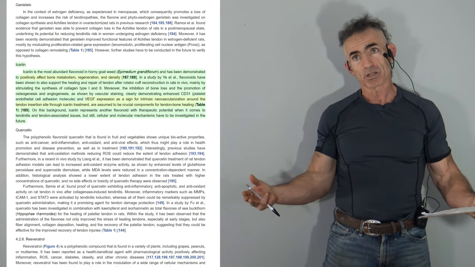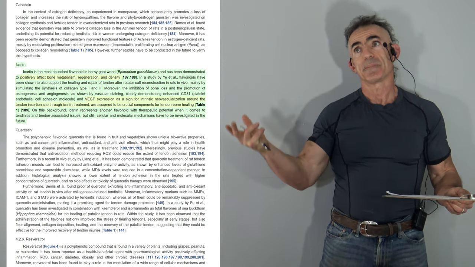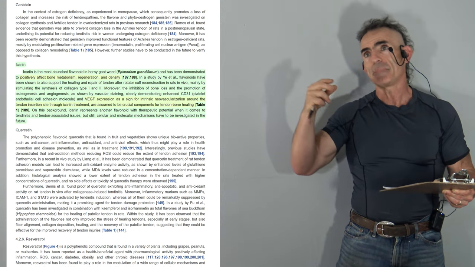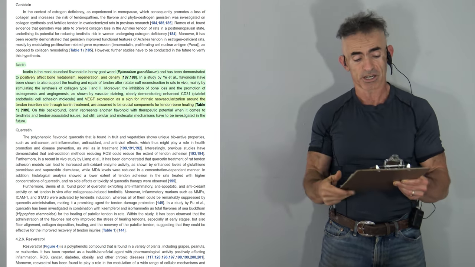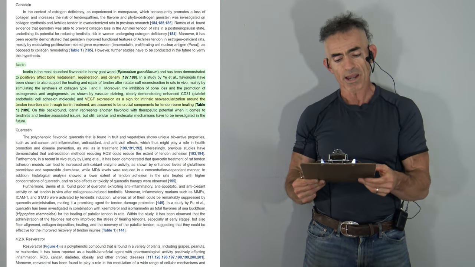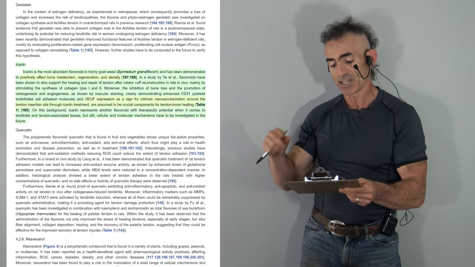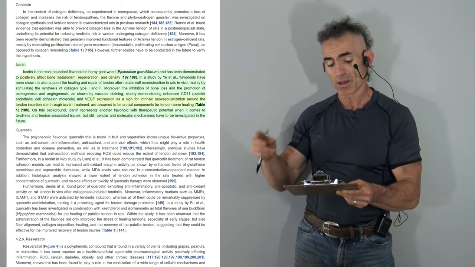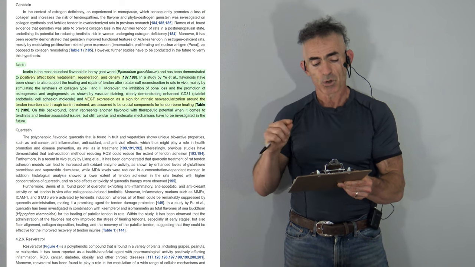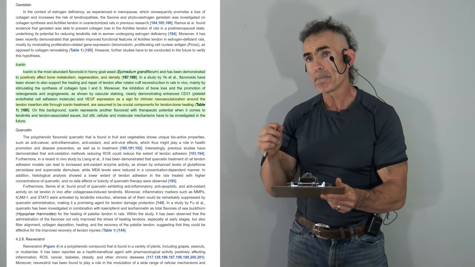You see what I mean in the many dimensions of this particular research? Here we're just looking at one plant compound, icariin, from Epimedium grandiflorum, that yielded a benefit that I just learned myself. Rotator cuff reconstruction in rats in vivo, mainly by stimulating the synthesis of collagen type 1 and 2. Moreover, the inhibition of bone loss and the promotion of osteogenesis and angiogenesis, as shown by vascular staining, clearly demonstrated the enhanced CD31 platelet endothelial cell adhesion molecule and VEGF expression as a sign for intrinsic neovascularization around the tendon insertion site through the icariin treatment, are assumed to be crucial components for tendon-bone healing.